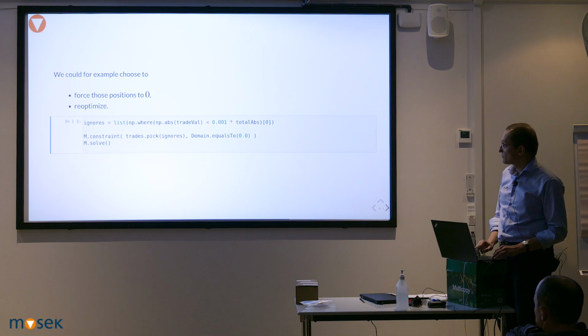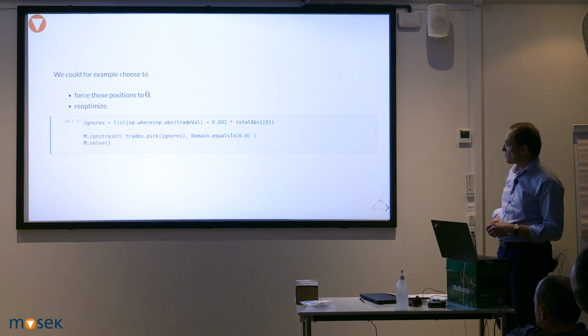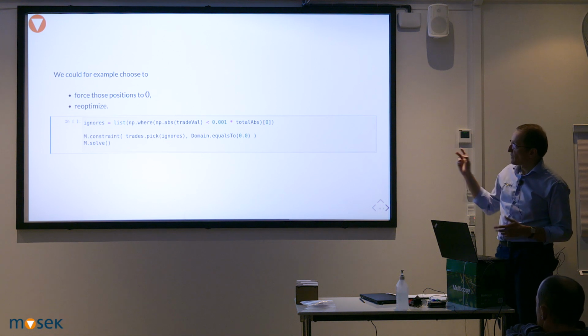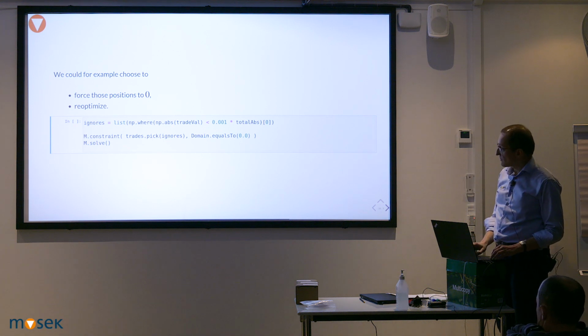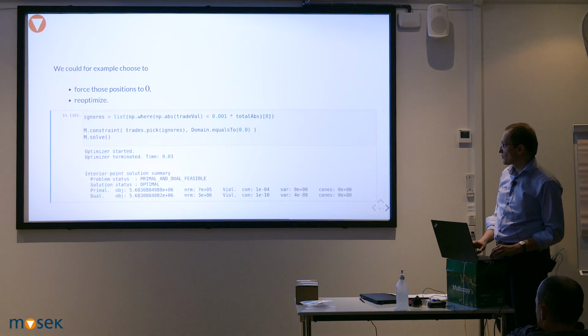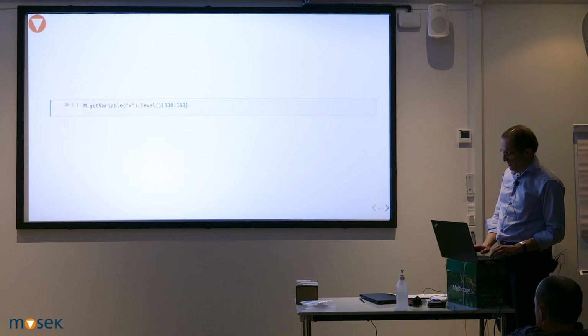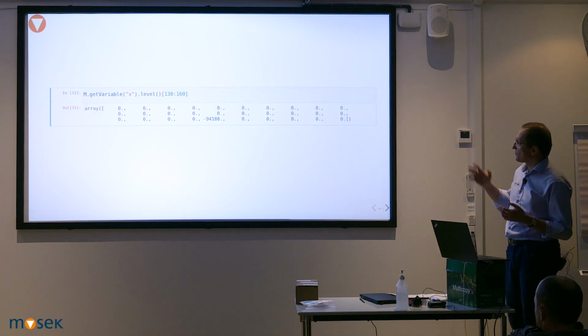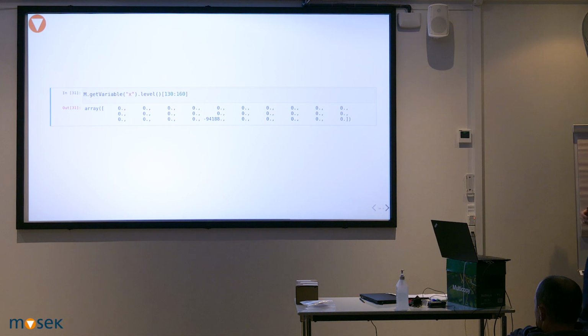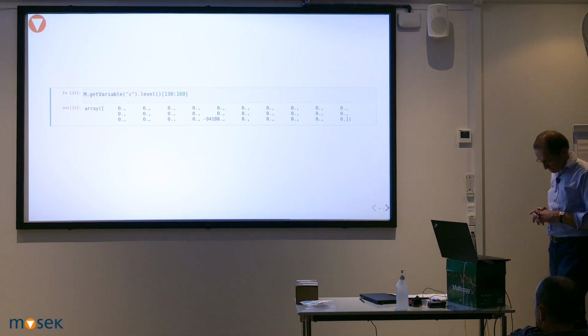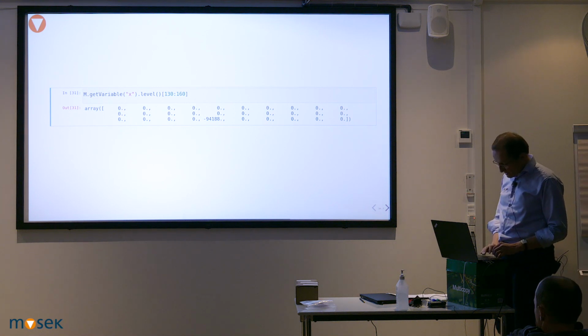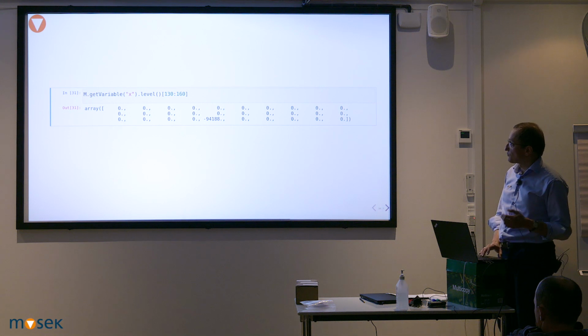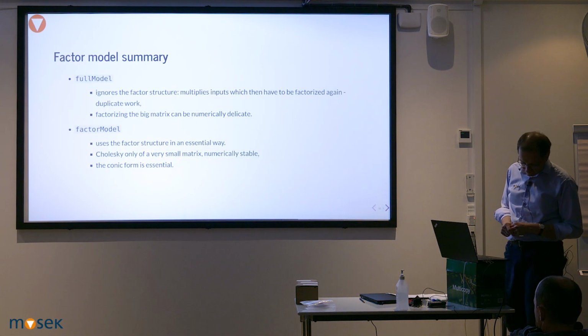I will do this here. I will choose the positions I want to ignore, those are the very small ones. And then I will just constrain the trades variable to ignore them, set them equal to 0, and reoptimize on the fly and see what I'm getting now. Now I'm getting something that looks more like either it's 0 or it's something essential, right? And all these kinds of things that you want to do belong to the post-processing of the solution.